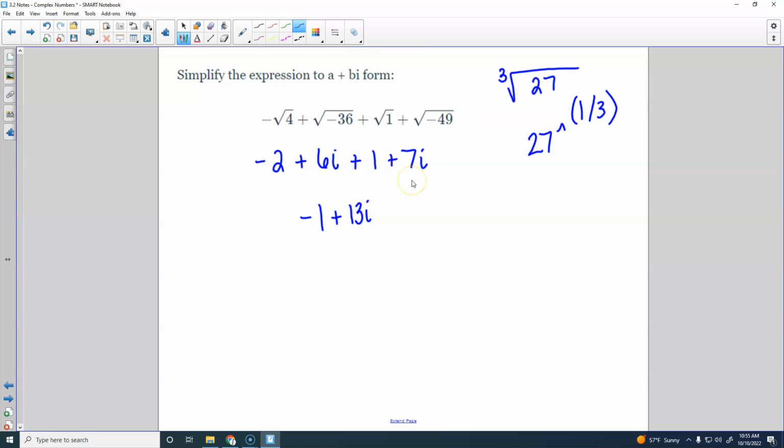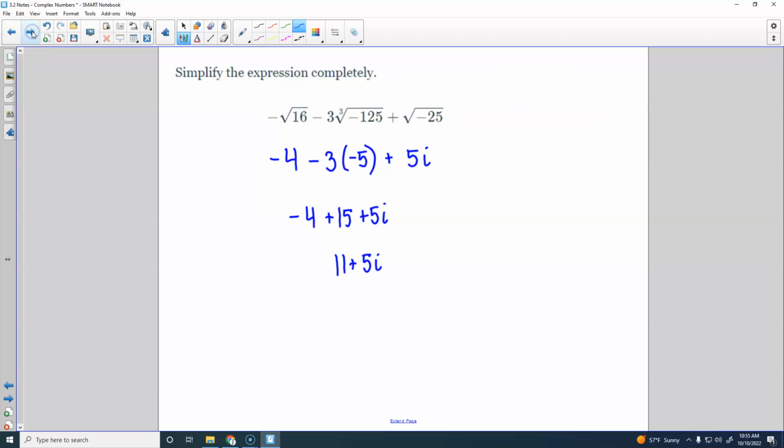Now, it's a little different with cube roots. We'll see that. Any questions on this one? Okay, all right, here's your next one.